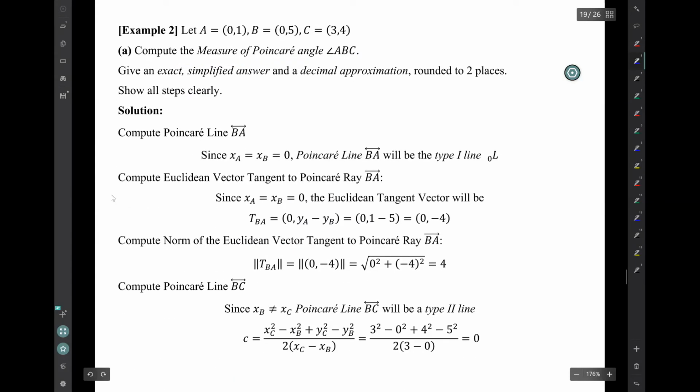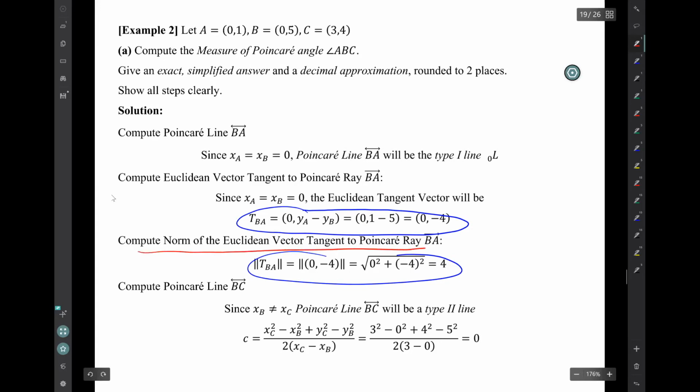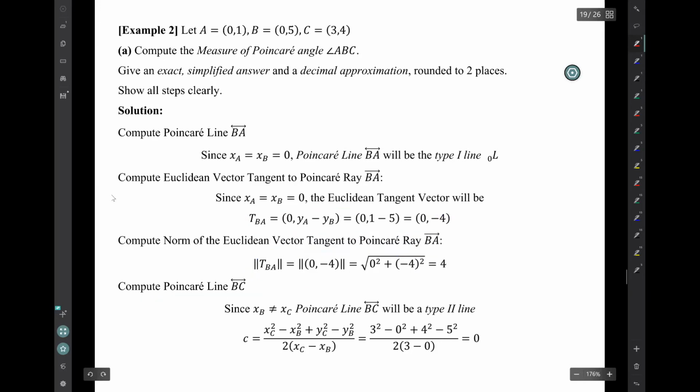Now notice my approach is the same that I used in the previous example. I have titles for every calculation that I'm going to do. So I have a bunch of calculations, but for each of these calculations, I have a sentence saying what it is that I'm going to be doing. All right, our first job is to find Poincaré line BA. So we scrutinize these two points. Since they have the same x-coordinate, line BA will be a type 1 line, denoted as 0L.